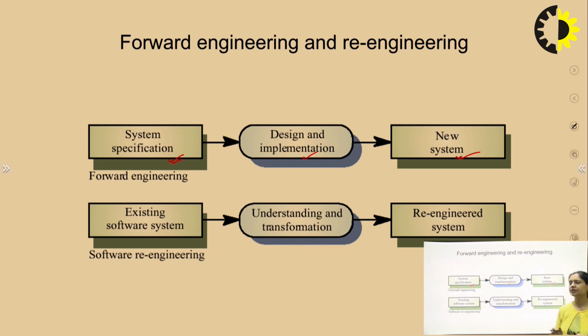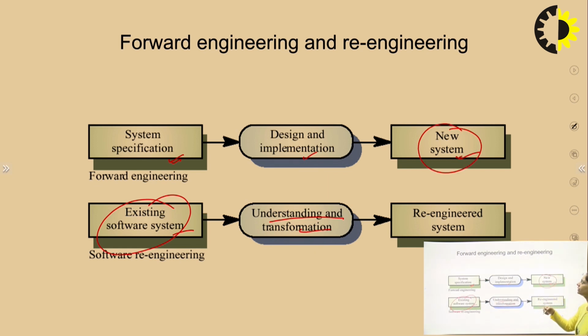So this is forward engineering, wherein the software development starts from scratch and a new software is delivered to the user. Now when we are in the re-engineering phase, we already have a software. So we have the existing software system, and we are making changes in it. We try to understand that system and transform it into a new system that is more maintainable, more optimized, and for the use of the user. So here we have the existing software system. We already have a system, whereas there the new system was developed.